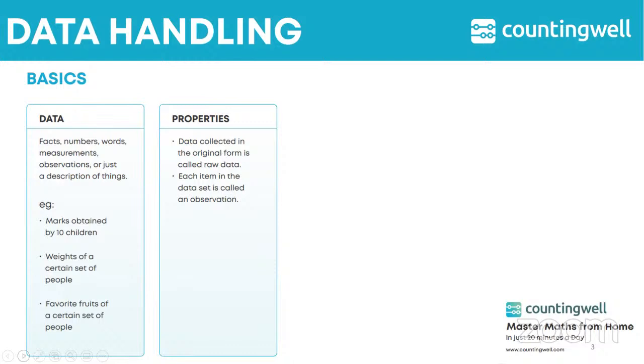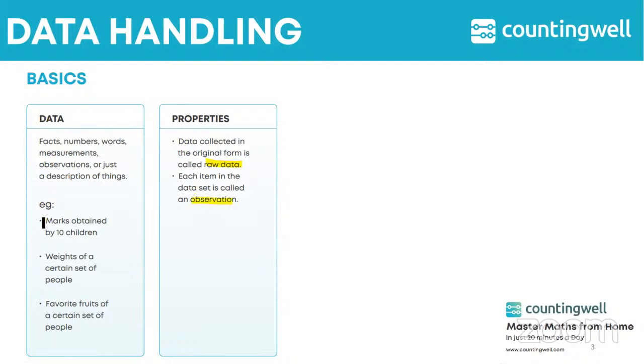For example, when we talk about marks obtained by 10 children, it is nothing but data. Or when we have a collection of weights of a certain set of people, these are the numbers which represent some value of the weights. So it is again data. Or when we talk about the favorite fruits of a certain set of people, it is nothing but data. So when data is collected in original form, it is called raw data. And each item of that data set is called an observation.